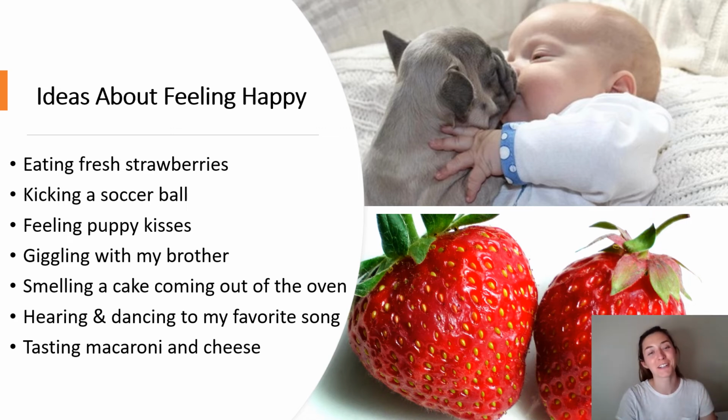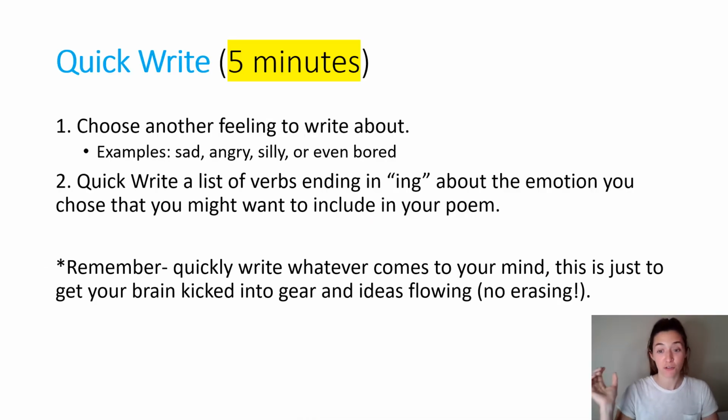What you're going to do is choose another idea, another feeling. So if you want to do happy and come up with your own words about happy, you can totally do that. But I'm going to have you do a quick write about that feeling. So here's what you're going to do. You're going to choose another feeling to write about. So maybe you want to write about feeling sad, angry, silly, or even bored. A lot of you that I've talked to over email right now, being in your house, a lot of you have been feeling kind of bored.